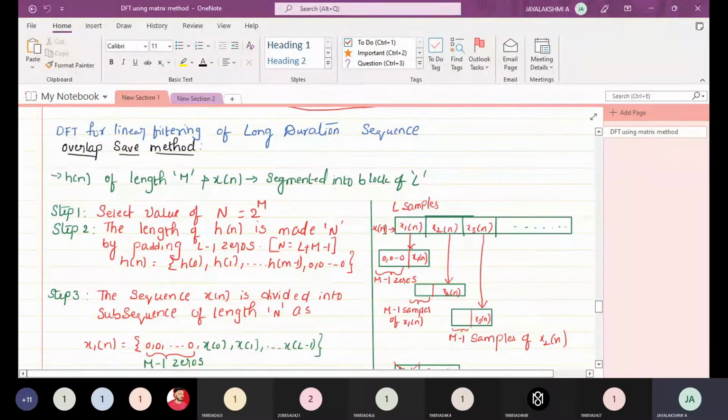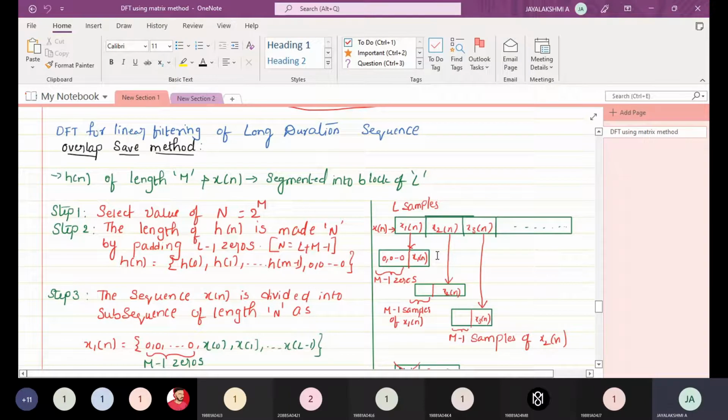This long duration sequence x of n is divided into small segments called the subsets of x of n. So we are dividing x of n into x1 of n, x2 of n, x3 of n, and so on. To process the long duration sequence, we are following two methods called the overlap save method and the overlap add method. First let us see what is meant by the overlap save method. Now I'm going to explain the overlap save method.